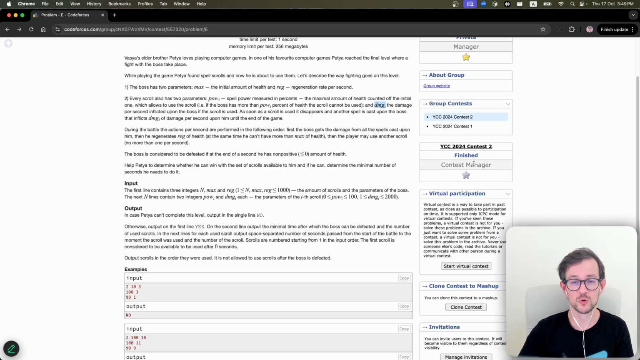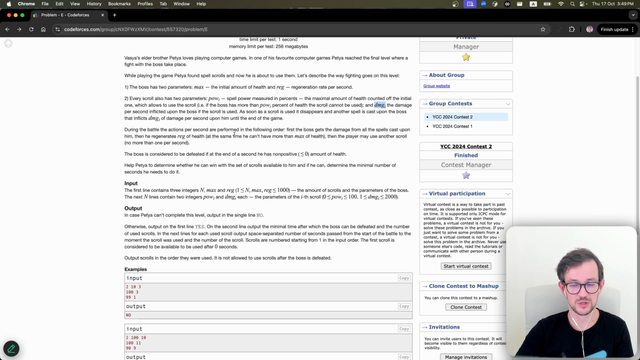So what you need to do? You can cast each spell only once. So what can you do? It's kind of logical to cast a spell that deals as much damage as possible. So you just choose over all spells that you can cast the one that deals the maximum amount of damage. That's all.